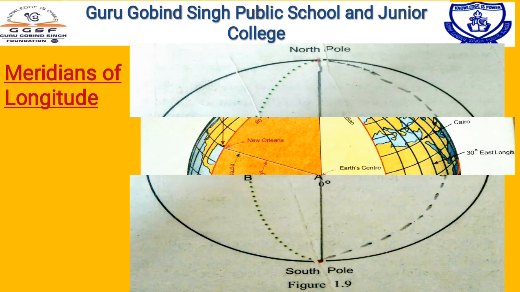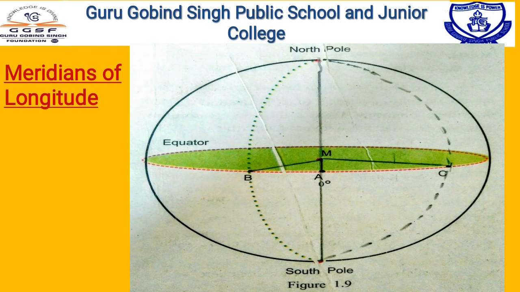Understand? Now, meridians of longitude. Dear student, observe the picture carefully. Can you see the points A, B, C? The lines drawn from the points A, B, C make an angle with M. What is M here? M is the center of the earth. And you can see the equator plane.